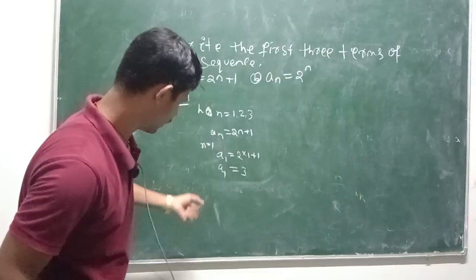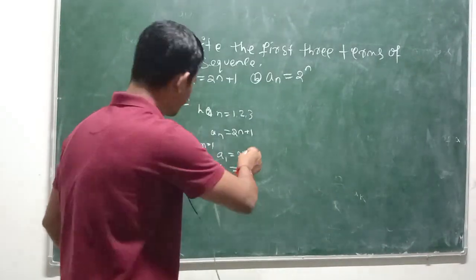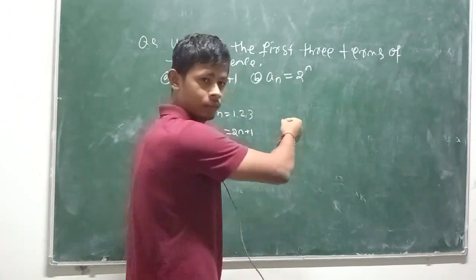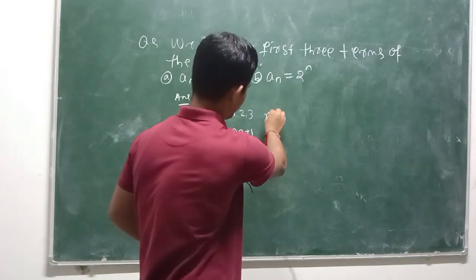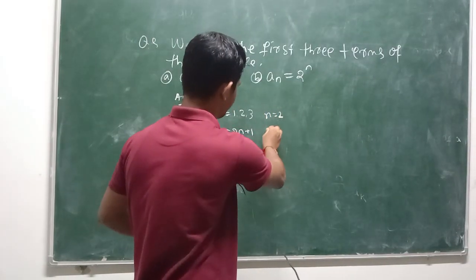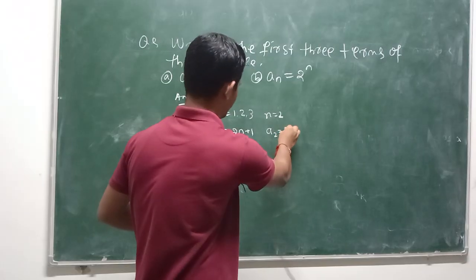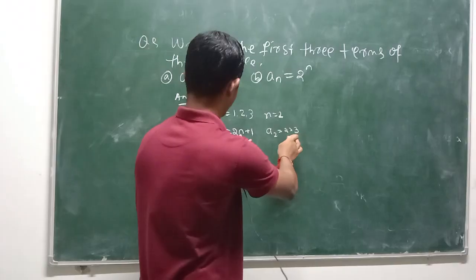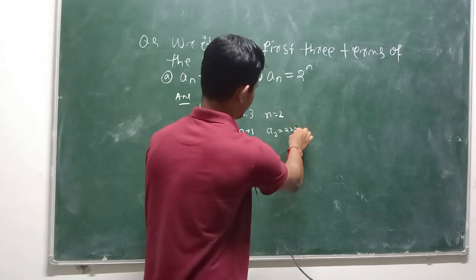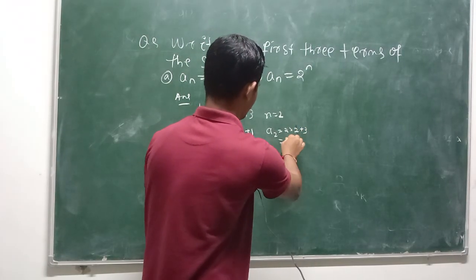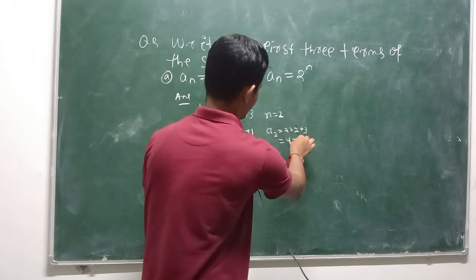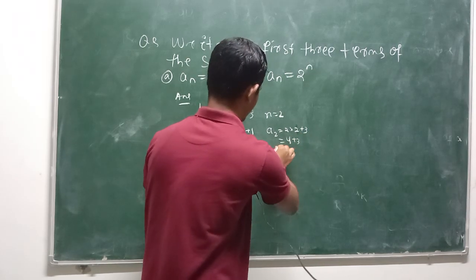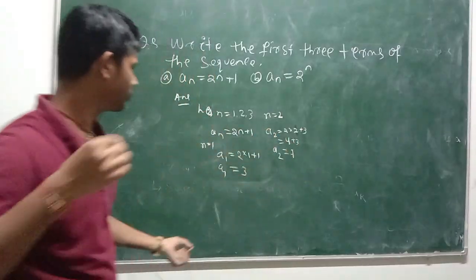See here, my dear students, n is 2. That means a2 is equal to 2 into 2 plus 1. 2 twos are 4, plus 1 is equal to 5. a2 is 5. Okay, we will get a2 is 5.